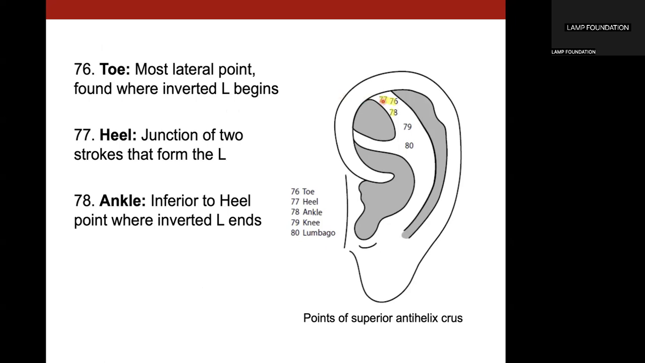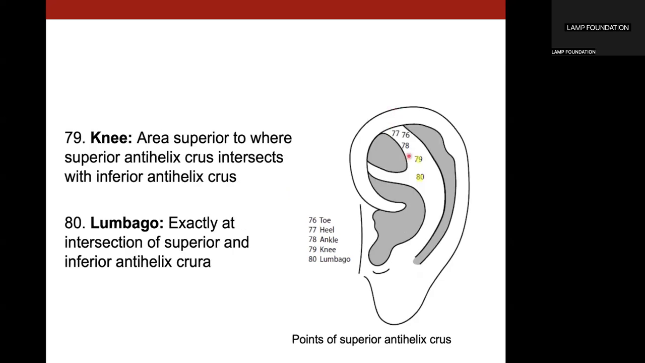77 is the heel point, located at the junction of the two strokes that form the L. 78 is ankle point, inferior to the heel point, where the inverted L ends. 79 is the knee point. This is the area superior to where the superior antihelix Crus intersects with the inferior antihelix Crus.